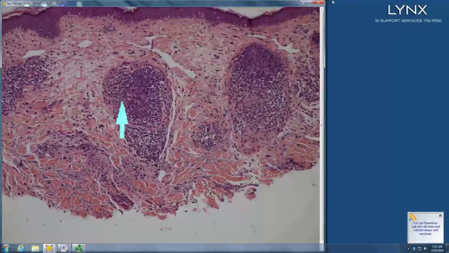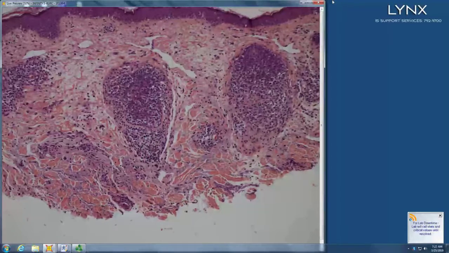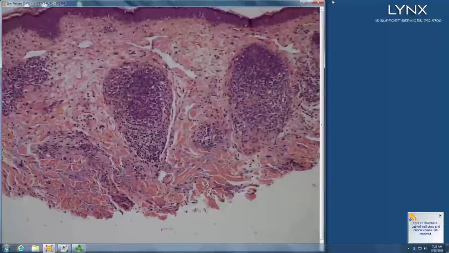Okay, so lymph in every hole, restricted to the follicle, folliculotropic MF.